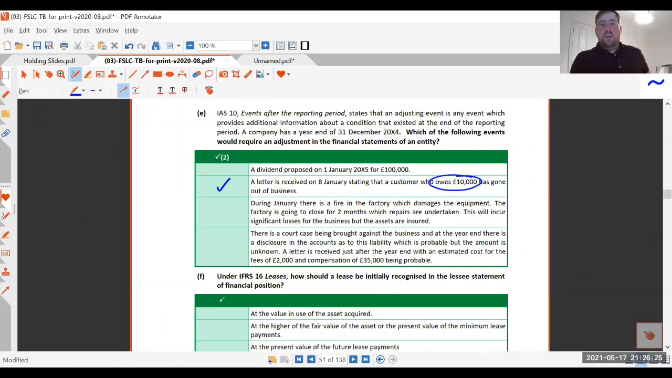Nice. Number 3, January, there's a fire, damages the equipment. It's going to lose 2 months of operation. It's going to close. They're going to repair. They're going to get significant losses. The assets are insured though. What do we think to that? Ryan adamantly saying no. Why not? What's the big problem? Fire is generally one of those that comes up a lot of the time as an adjusting event. What makes you say no to that one?